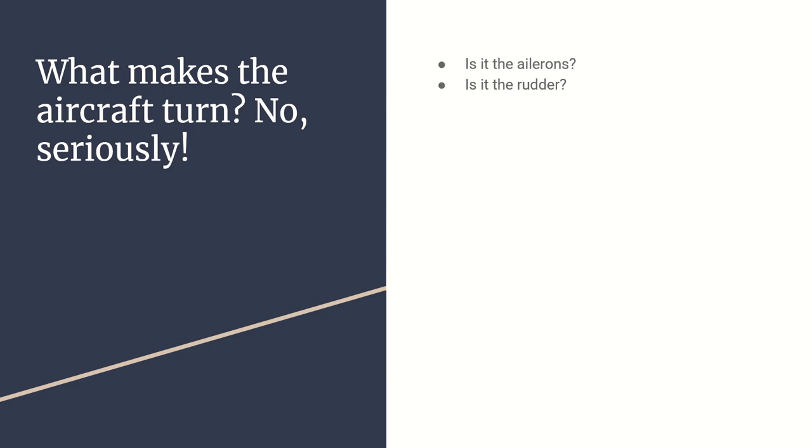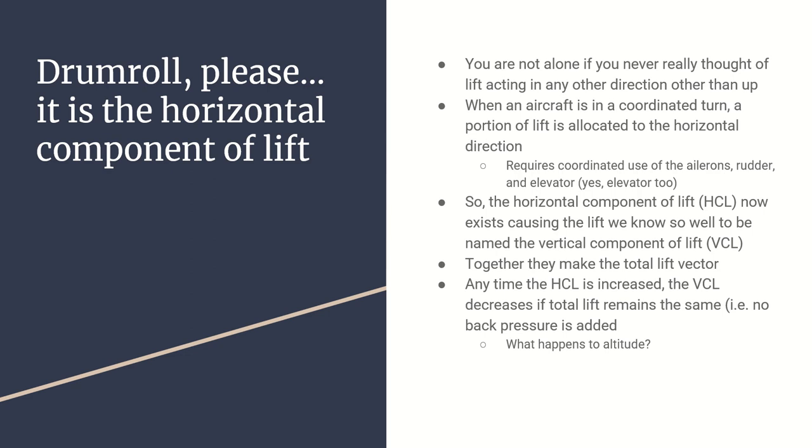It is a combination of those things, but the force that really makes the aircraft turn through use of both of those control surfaces is the horizontal component of lift. So up until now, we've been viewing lift as a purely vertical force, right? We kind of talked about induced drag and how that bends it backwards a little bit. But from that, we have a little component of drag. But for the most part, we've been thinking about lift in a vertical direction, right?